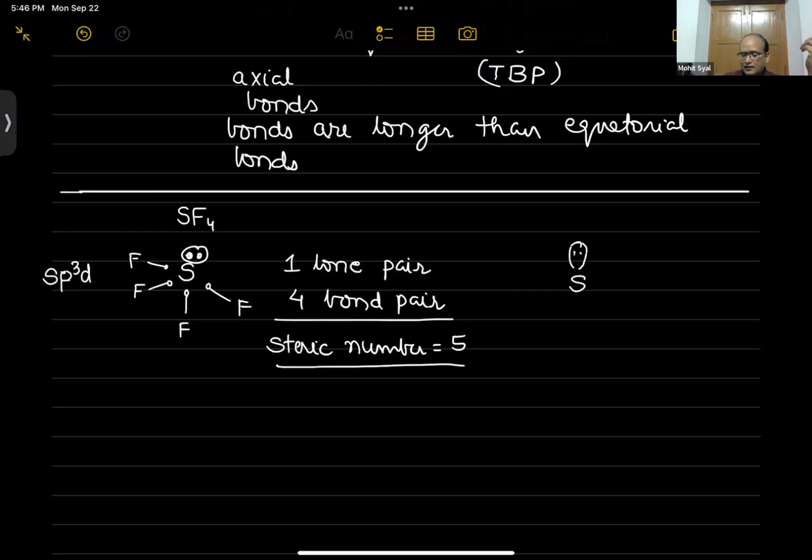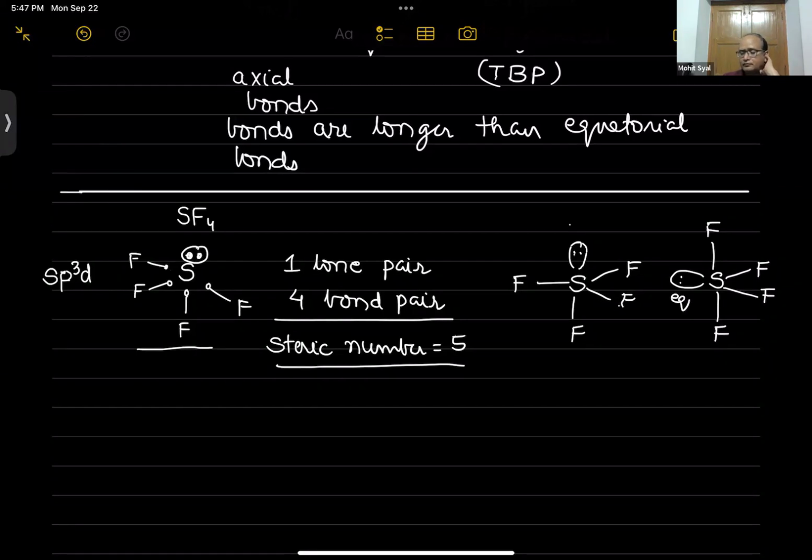Yes, sir. So this is the Lewis dot structure which I have written here, not the exact shape. For the exact shape you need to decide where to keep the lone pair. Either we can keep the lone pair on the axial position, where vertical up and down are the axial positions, or we can put the lone pair in the equatorial position. Where should I put it?